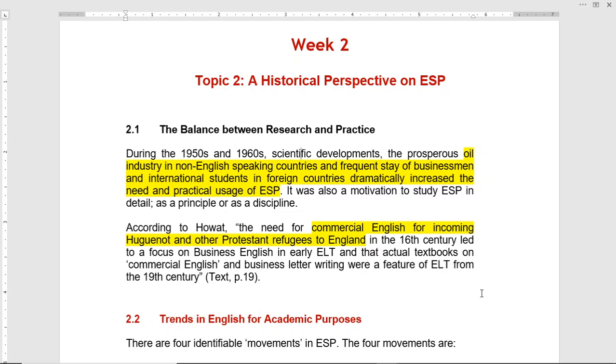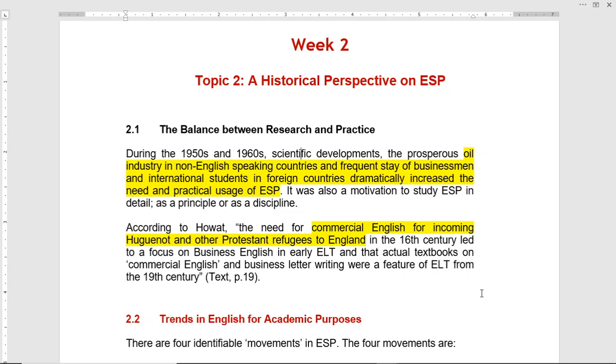In the 1950s and 1960s, with scientific developments and a prosperous oil industry in non-English speaking countries, and the frequent stay of businessmen and international students in foreign countries, the need for and practical usage of English for specific purposes dramatically increased.